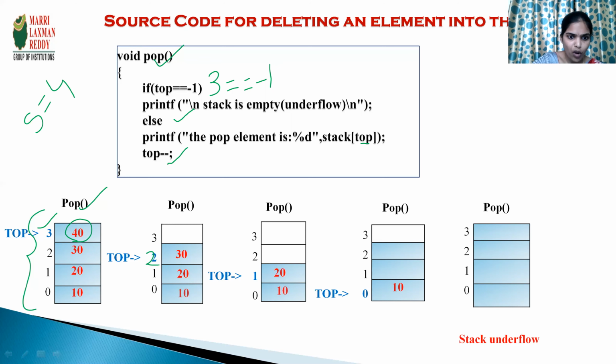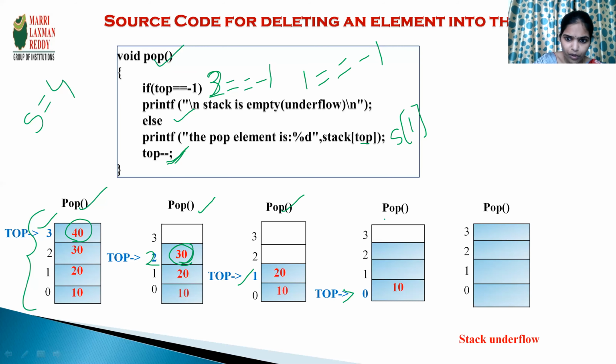Again, if I perform pop operation, again it is checking. Now top is at 2. Is 2 equal to -1? No. So it goes to the else statement. Now it is popping the element at stack of top, that is stack of 2. That is, the 30 element got popped out. Whenever an element is popped out, the top is decremented. Now top is decremented to 1. Now again, if I want to perform pop operation, is 1 equal to -1? No. So we go for the else statement. Here I'm popping out stack of 1. When I'm popping stack of 1, the top is decremented to 0.